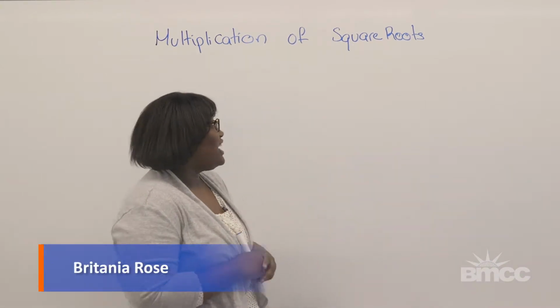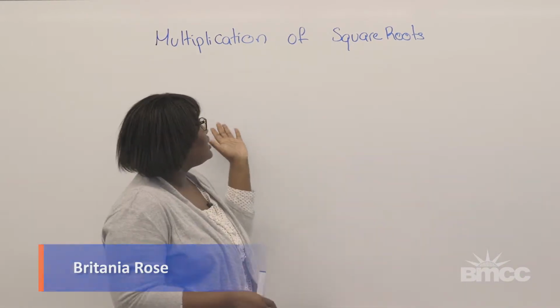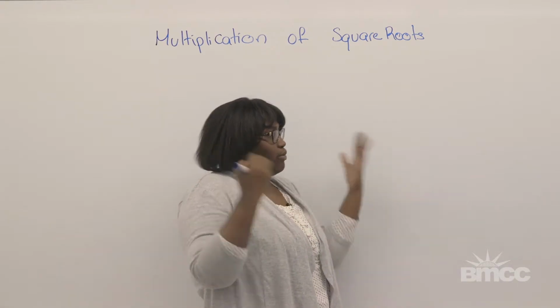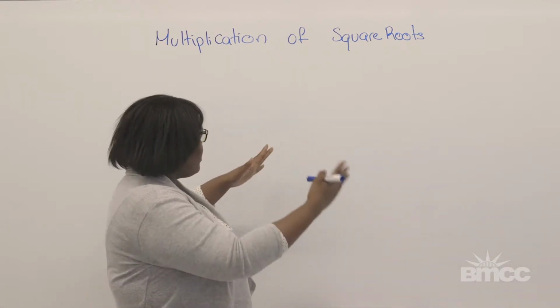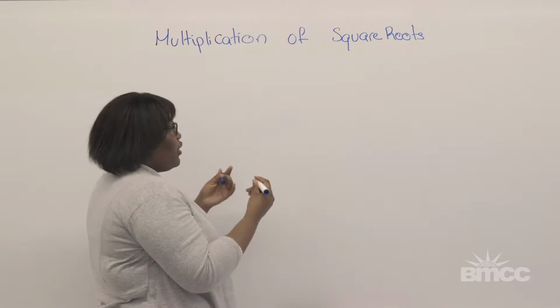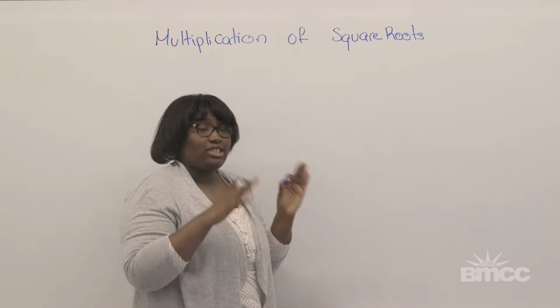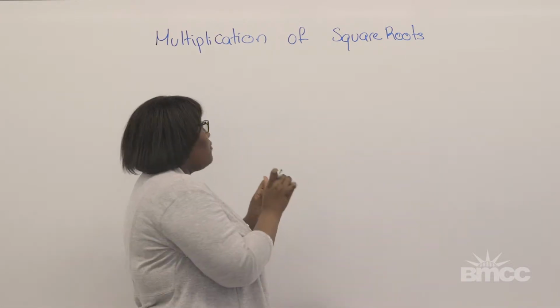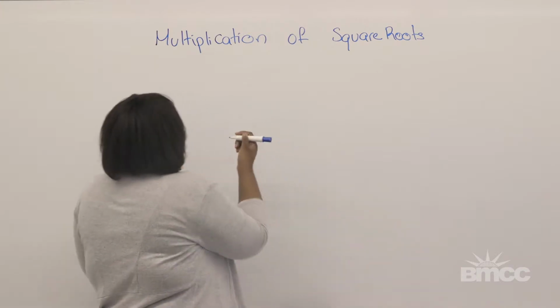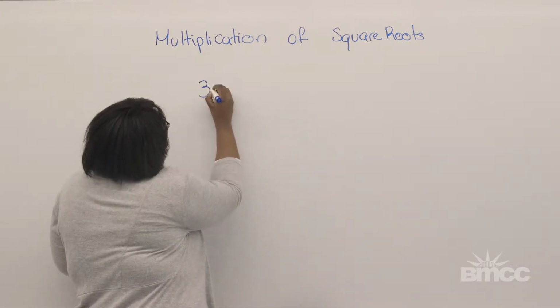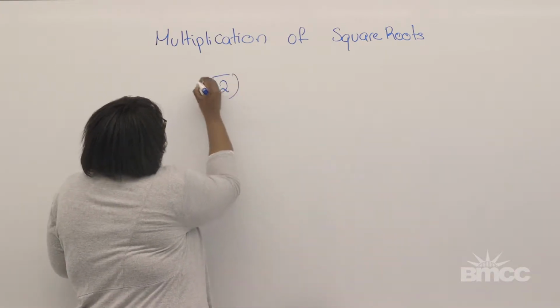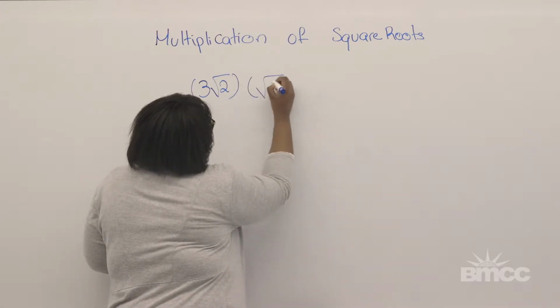My name is Britannia Rose and today we're doing multiplication of square roots. Now when we multiply square roots, we only multiply like terms. So what I mean by like terms. All right, let's take the example 3 times the square root of 2 times the square root of 5.